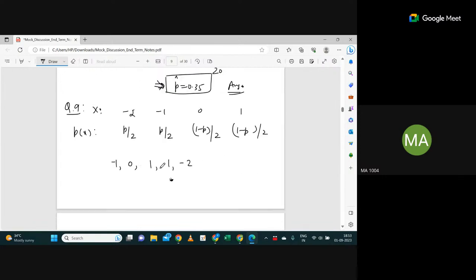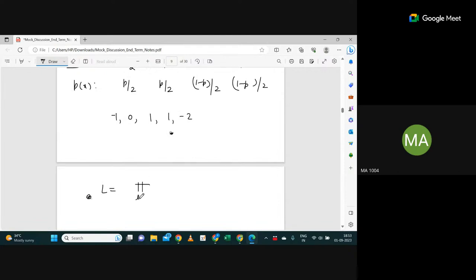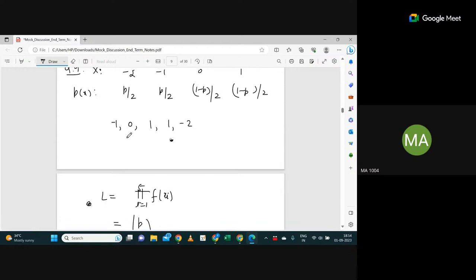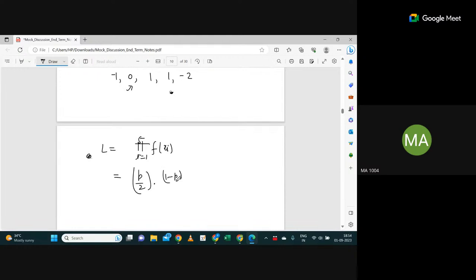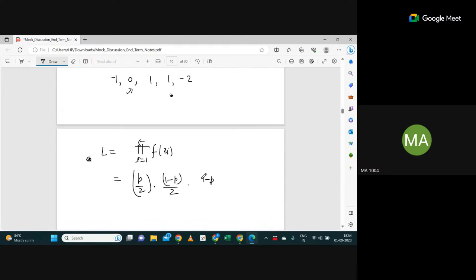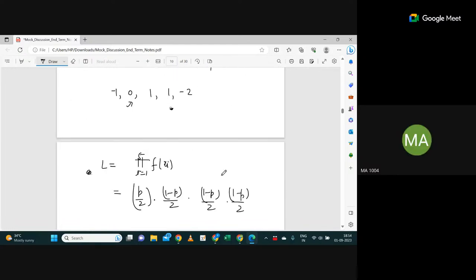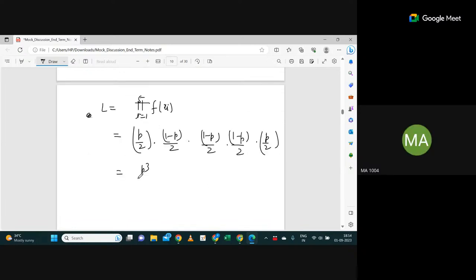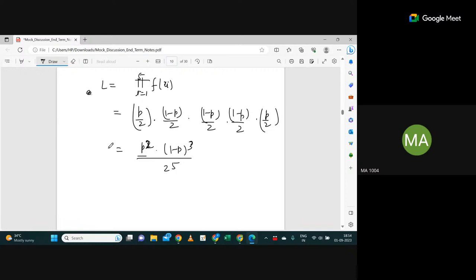Yes. So likelihood is what? We have to take the product for i equal to 1 to 5 of all the PMFs. So what is the probability for minus 1? It's P by 2. Correct or not? Yes, sir. And what is the probability for sample 0? 1 minus P by 2. For 1? 1 minus P by 2. Again, minus 1, P by 2. And for minus 2, it's P by 2. This is okay for everyone? Yes. We got P cube into 1 minus P whole square, P square, 1 minus P cube divided by 2 raised to power 5. Correct?